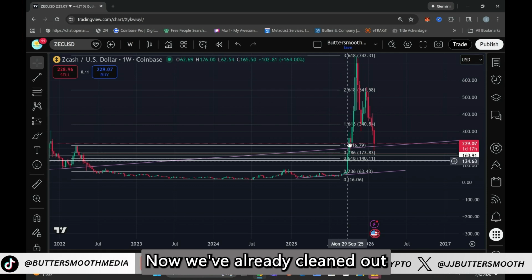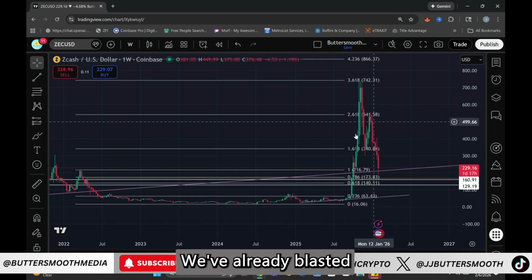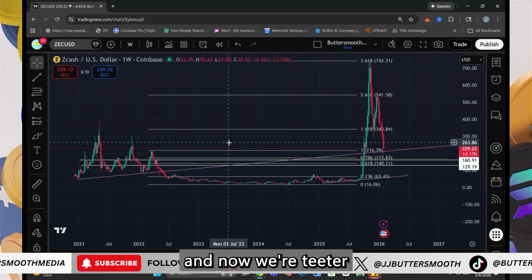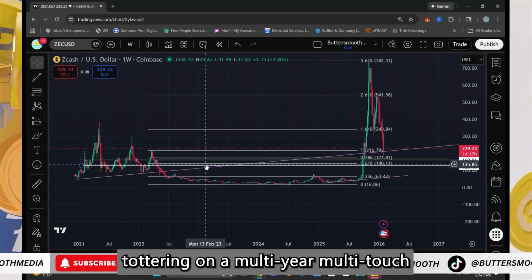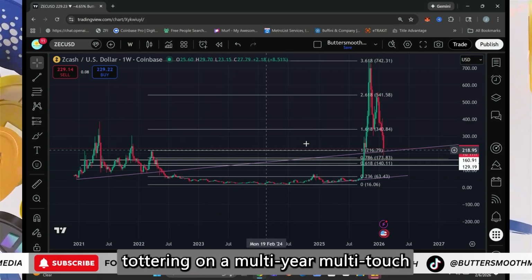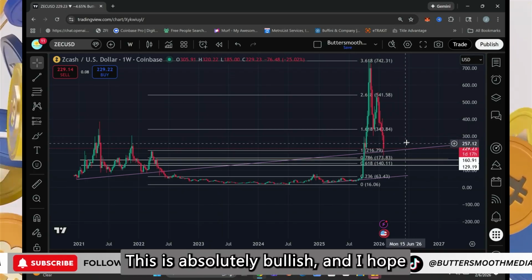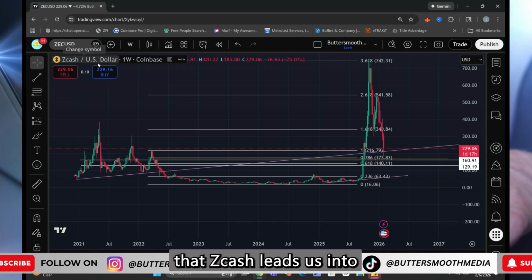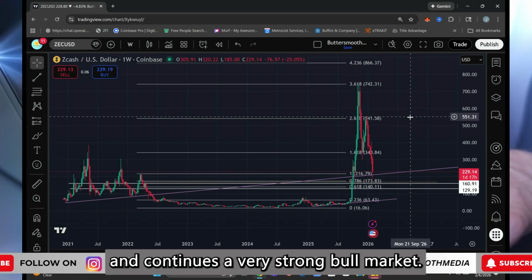Now we've already cleaned out all the Fibonaccis. We've already blasted through a majority of them, and now we're teeter-tottering on a multi-year, multi-touch trend line. This is absolutely bullish, and I hope that Zcash leads us into and continues a very strong bull market.